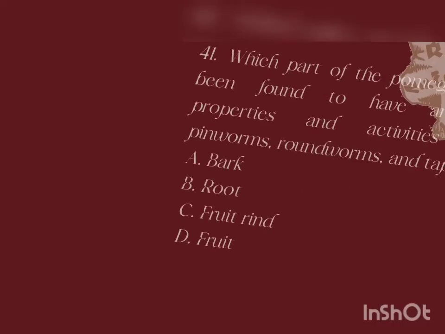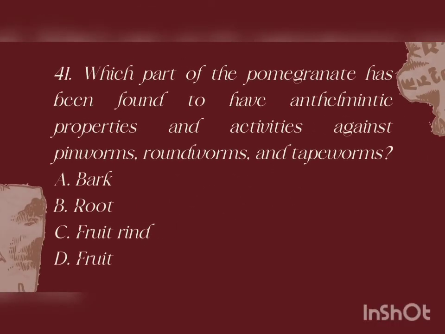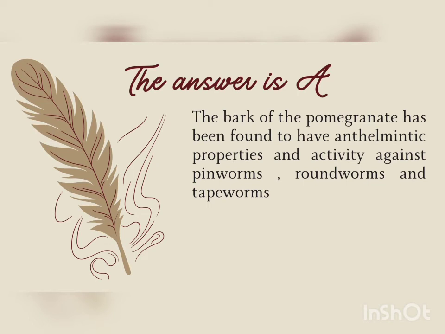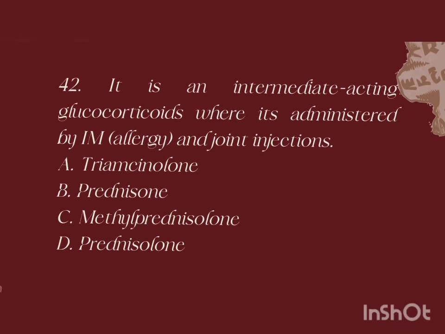herbal medicine. Number 41. Which part of the pomegranate has been found to have antihelminthic properties and activities against pinworm, roundworm, and tapeworm? A. Bark, B. Root, C. Fruit rind, D. Fruit. The answer is A. The bark of the pomegranate has been found to have antihelminthic properties and activity against pinworm, roundworms, and tapeworms.